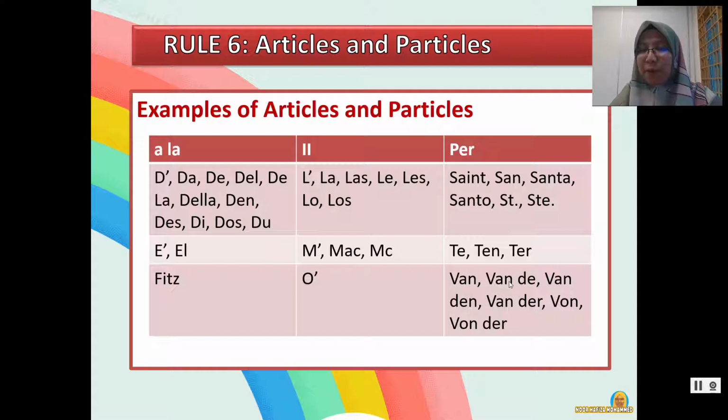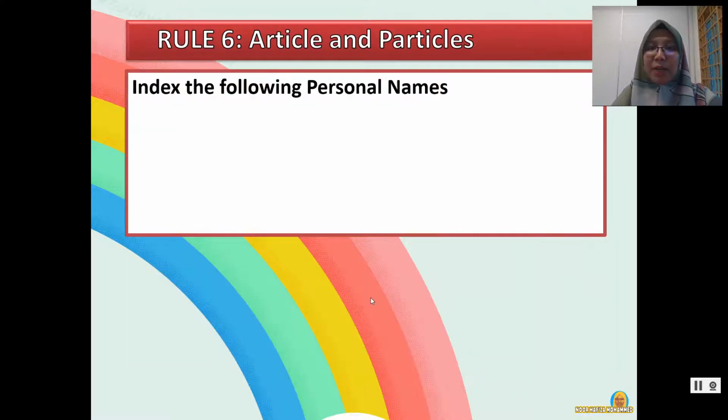For example, you have Vandedom. When you have the name Vandedom, you need to close up Vandedom into one filing unit. The best thing is to print this out and memorize it. When the question has these articles and particles, you need to remember this. So this is an example. Now we take a look at this one.